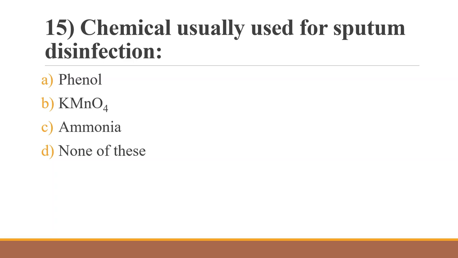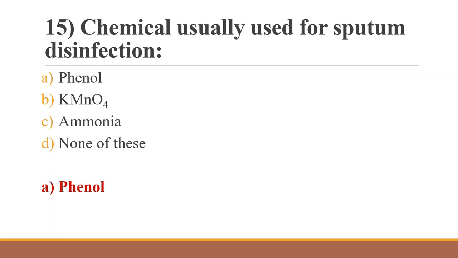15th question. Chemical usually used for sputum disinfection. Option A, phenol. Option B, cresol. Option C, ammonia. Option D, none of these. Answer is option A, phenol. Mainly 5% phenol is commonly used for sputum disinfection, or autoclaving is preferred for sputum disinfection.